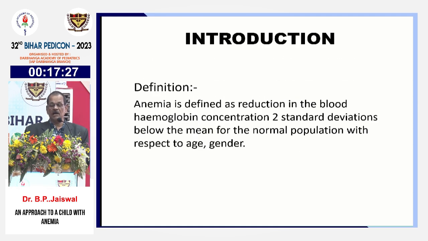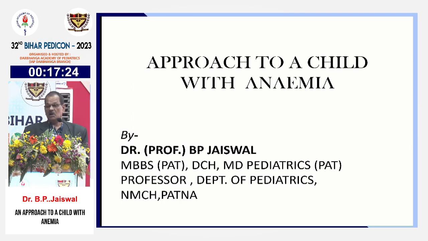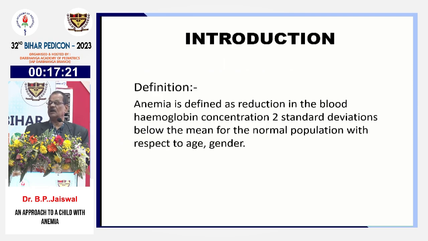You know, anemia is very common, and it will be just anemia revisited for you all. For the postgraduates, though of course there are not many here in the hall, it would have enriched their knowledge as well. Now, definition. Anemia is defined as a reduction in the blood hemoglobin concentration to 2 standard deviations below the mean for the normal population with respect to age and gender. You will have to appreciate that you consider anemia in relation to age and gender of the patient.